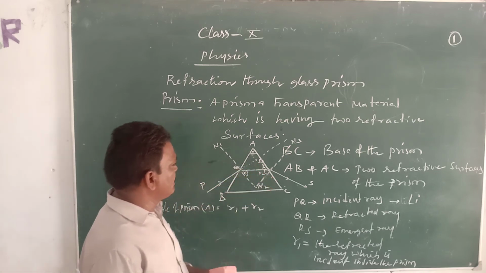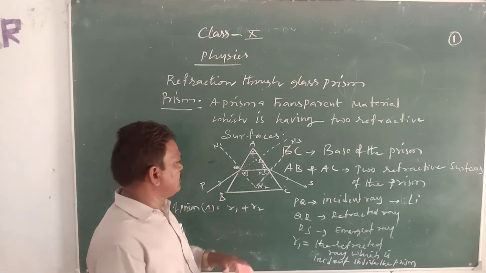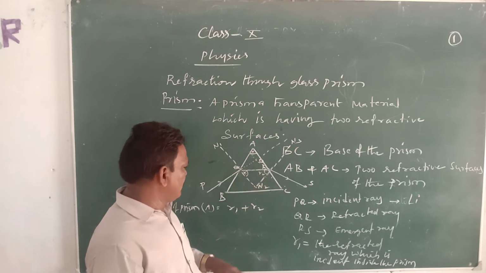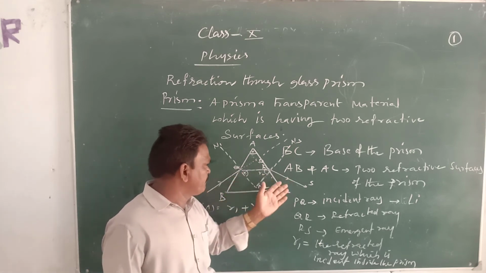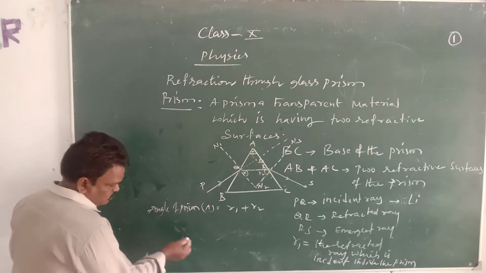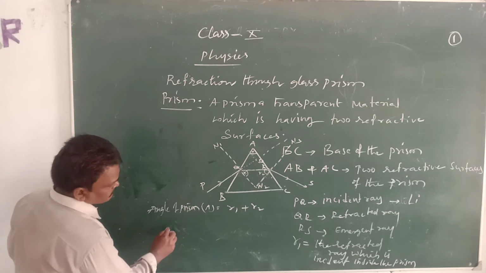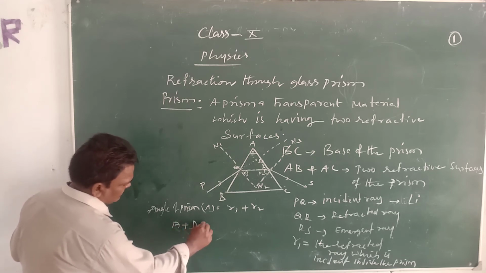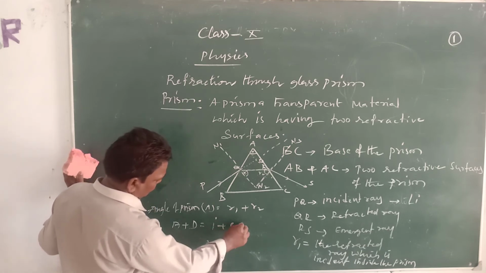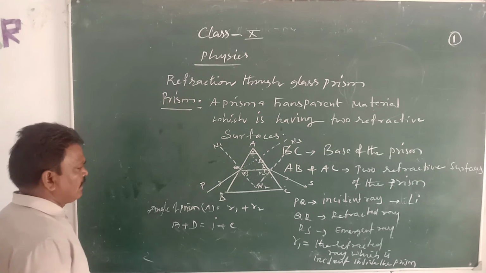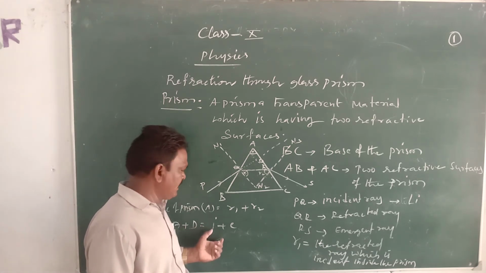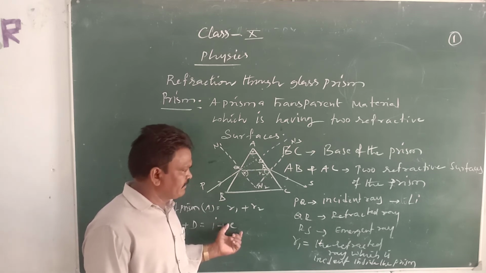Angle of deviation. The angle of deviation, the angle of the prism A, and the angles of incidence and emergence have the relation A plus D is equal to I plus E. That means the relation between the angle of the prism, angle of deviation, angle of incident ray, and angle of emergent ray.